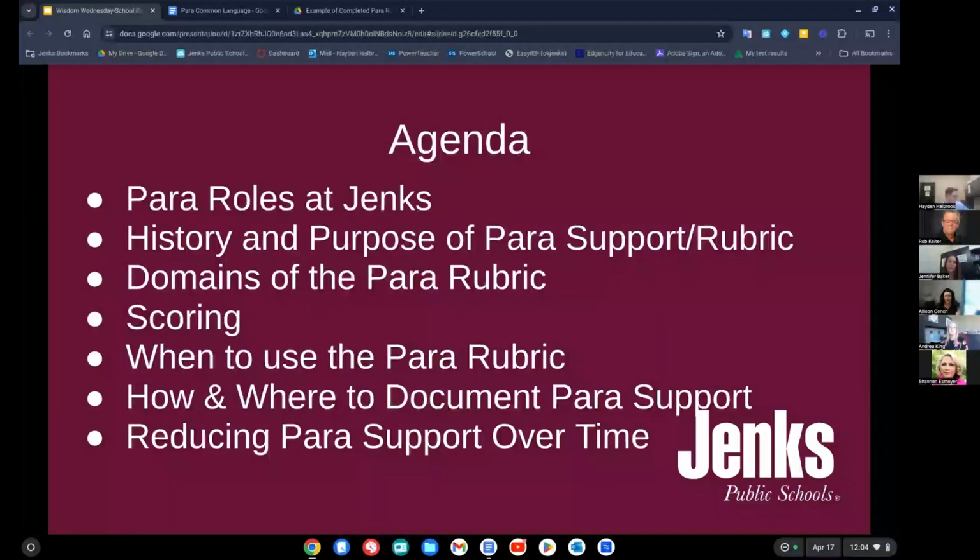Okay, our agenda for today. These are the topics that we're going to be going over: the para roles at Jenks, history and purpose of a para rubric, domains of the para rubric, scoring, when to use the para rubric, how and where to document para support, and reducing para support over time.